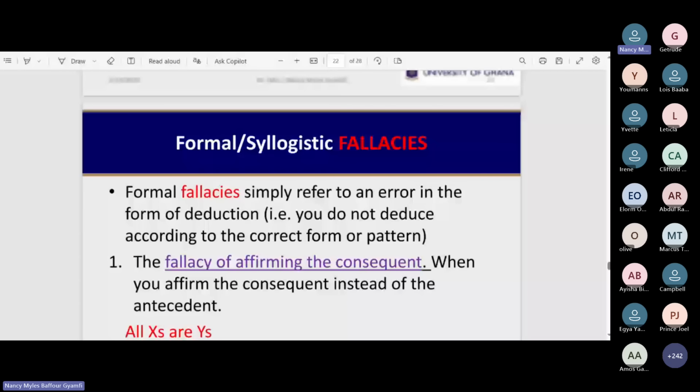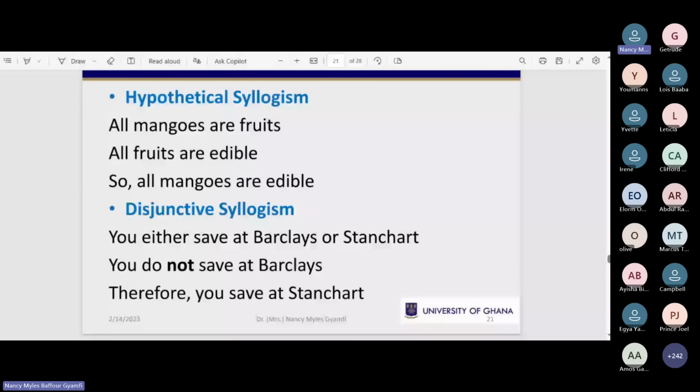The last two, I can end with this. I saw three other hands. Let me do hypothetical syllogism and disjunctive. Those ones are not difficult. Hypothetical syllogism pattern says all A's are B's. Then all the B's are also what? C's. Then you can say, therefore, that all A's are C's. Look on your screen platform.